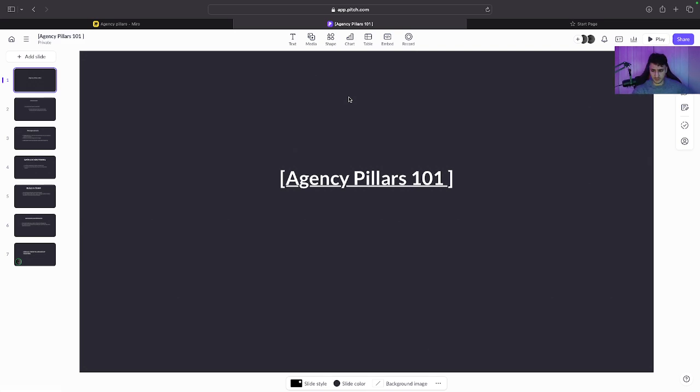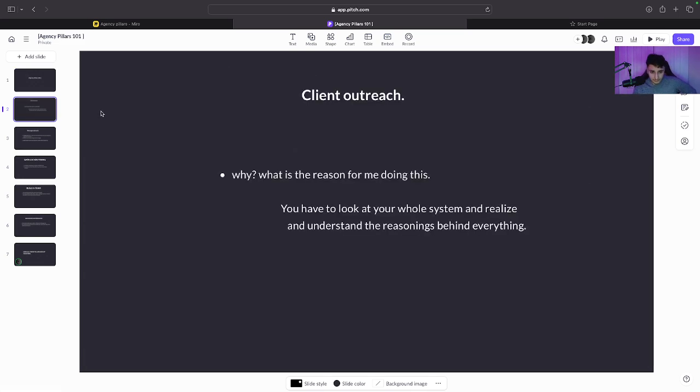Before I get started with the main pillars, I think the main reason that a lot of agencies are struggling to essentially get conversions and scale, the main thing that I would personally say is they don't have the right system set in place. They don't know what they're exactly doing and why they're doing it. So the first pillar that I'm going to get into is client outreach.